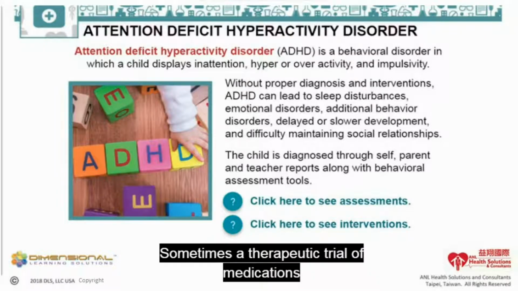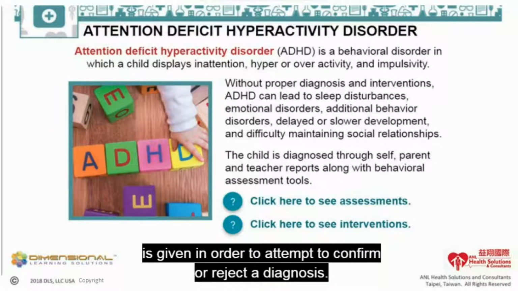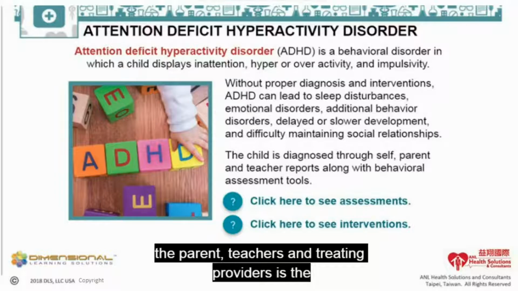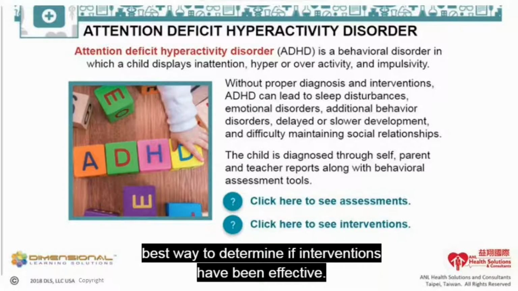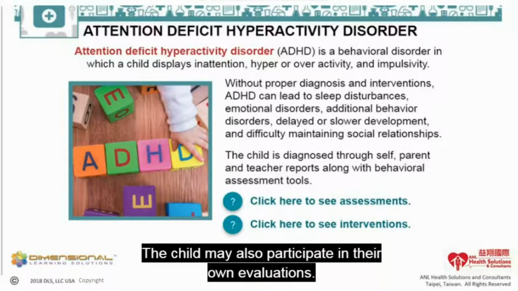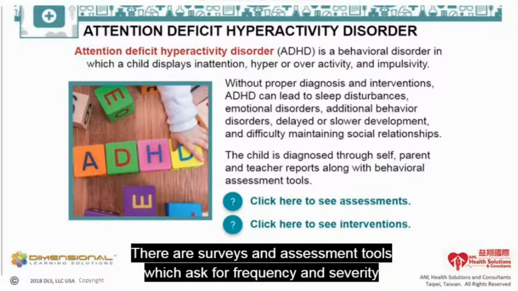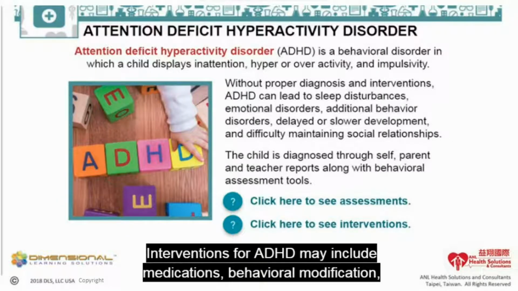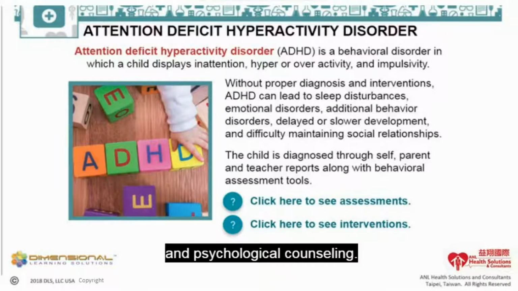Sometimes a therapeutic trial of medications is given in order to attempt to confirm or reject the diagnosis. Ongoing assessments of progress done by the parent, teachers, and treating providers is the best way to determine if interventions have been effective. The child may also participate in their own evaluations. There are surveys and assessment tools which ask for frequency and severity of behaviors associated with inattentiveness, hyperactivity, and impulsivity. Interventions for ADHD may include medications, behavioral modification, and psychological counseling.